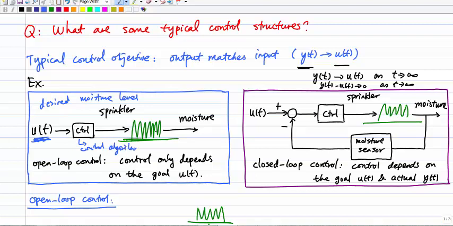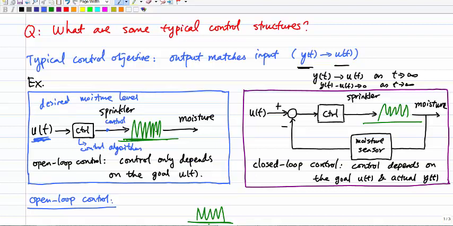So the output here, this is my control actually. It drives the sprinkler, so it can either turn it on or off, or you can even give different levels of water output. Okay. So the open loop control says the control only depends on the goal, u of t, like the desired moisture level. You can set this one, and depending on it, you can control your sprinkler.